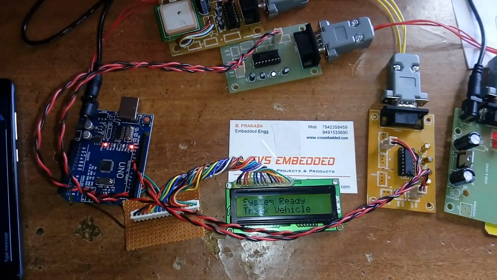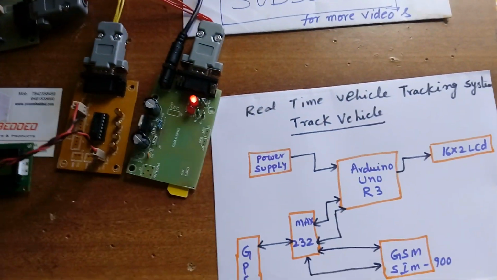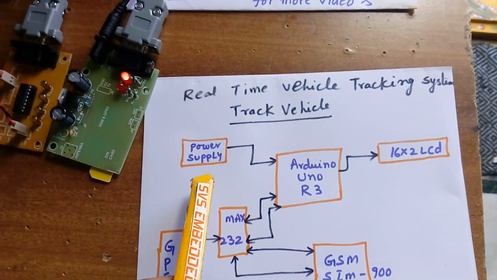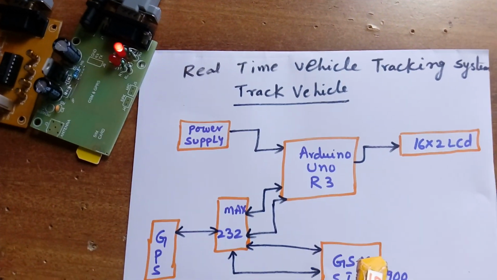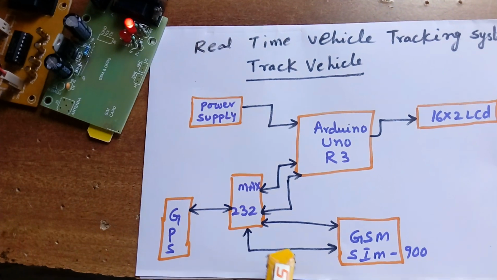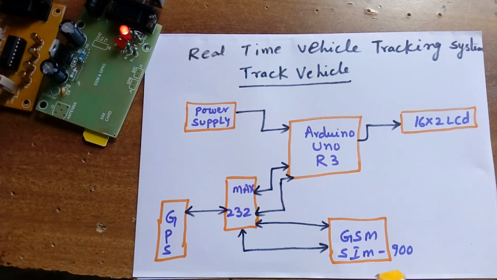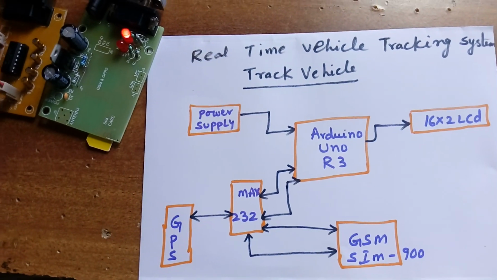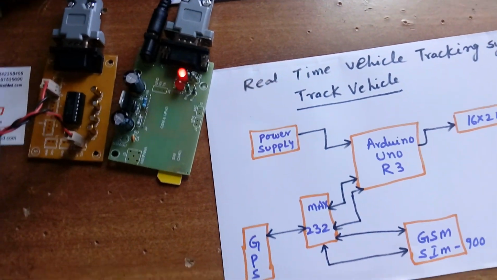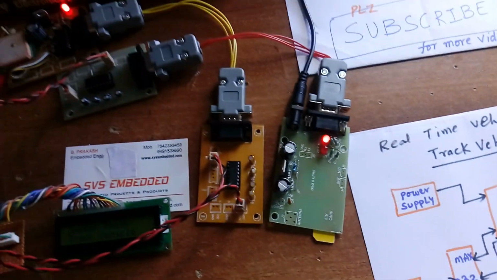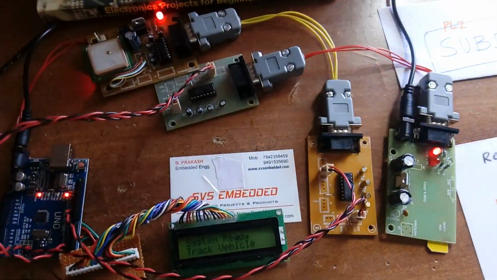So vehicle tracking system. Here, first of all, we are using an Arduino Uno R3, power supply section, 16x2 LCD display, one MAX232 board and one GSM SIM 900. You can use GSM SIM 900A or SIM 800, any one, and one GPS module. You can use any GPS module. We are taking the data from GPRMC, latitude and longitude.